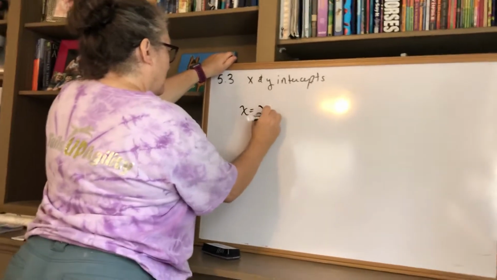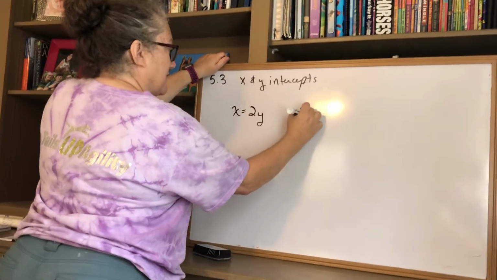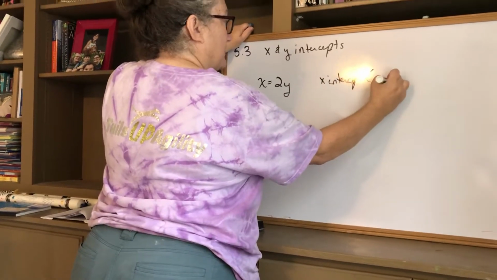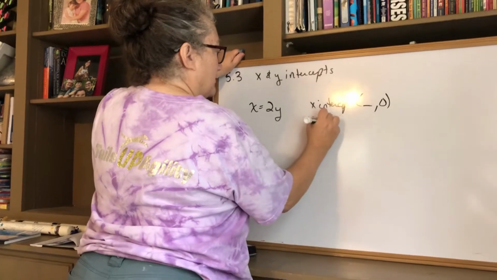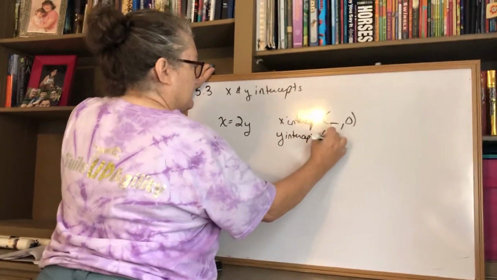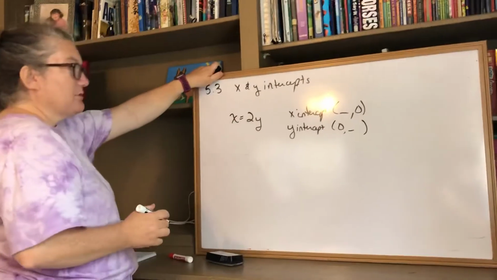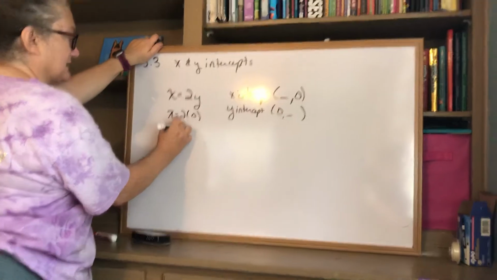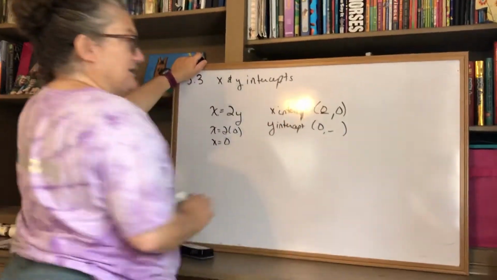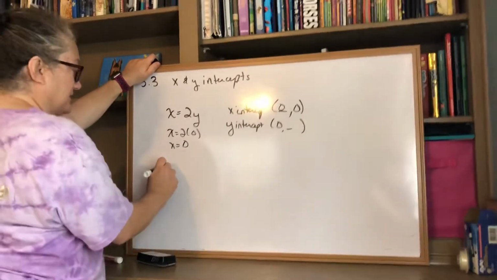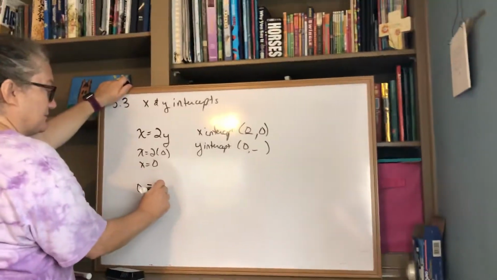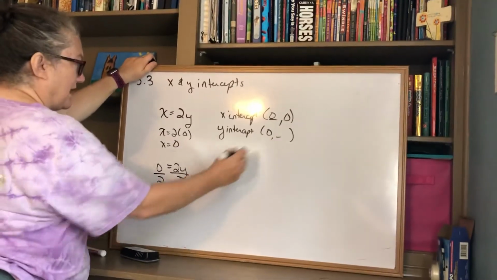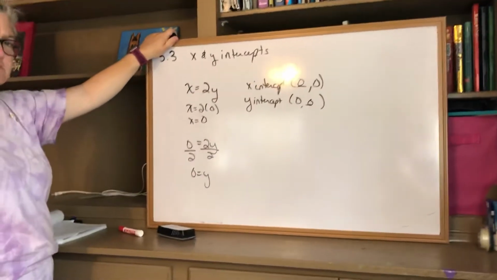x equals 2y. We're going to find the x-intercept, which is something and 0, and the y-intercept, which is 0 something. Okay, so I'm going to plug a 0 in for my y, and I get x equals 2 times 0, or x equals 0. Okay, my x-intercept is (0, 0). For my y-intercept, I put a 0 in for x, and 2 times y, I solve for y, and I get 0 equals y. So my x and y-intercept are (0, 0).